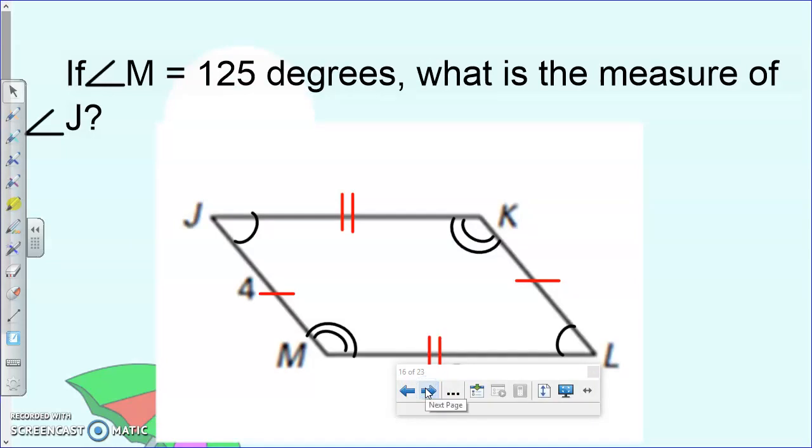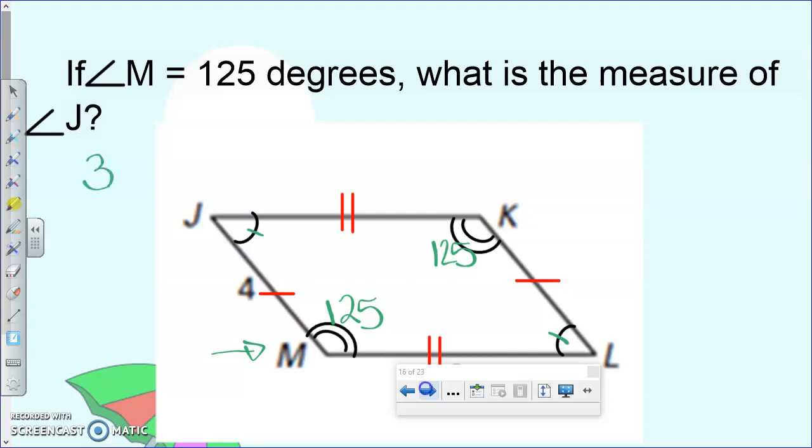All right, this one says if angle M is 125 degrees, what is the measure of angle J? So angle M is right here, and I'm going to go ahead and label it 125. So if angle M is 125 with 2 congruency marks, I'm going to look for another angle that also has 2 congruency marks, and that would be angle K. So I'm going to put 125 there. Now I'm missing 2, but they have the same amount of congruency marks. They both have 1. So that means they're the same amount, so I can subtract off what they give me and then divide by 2.